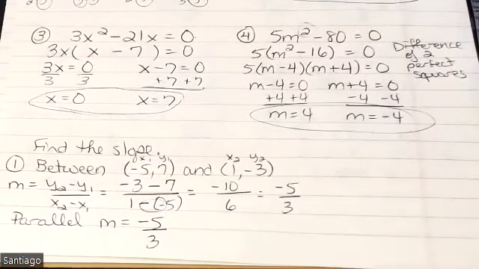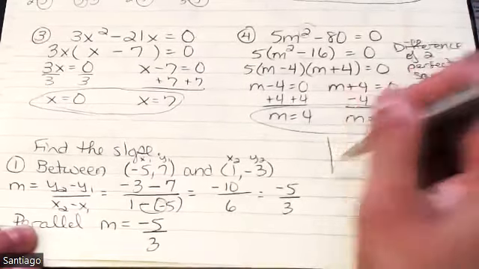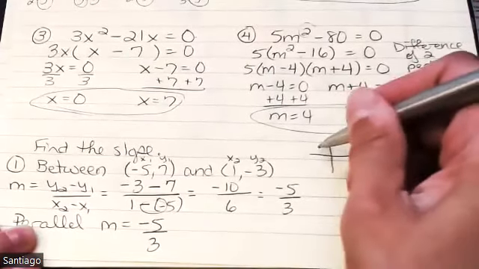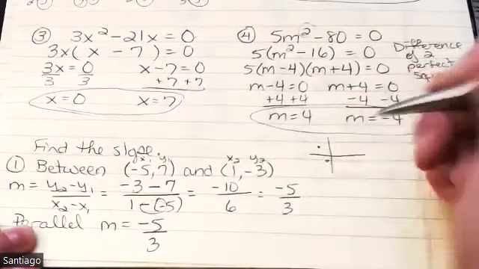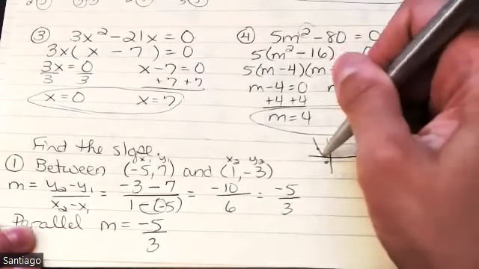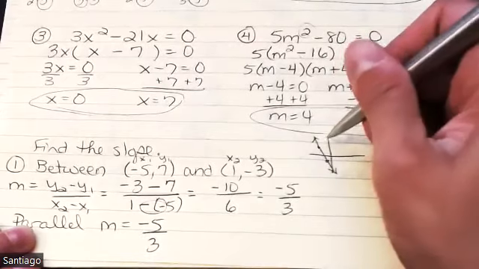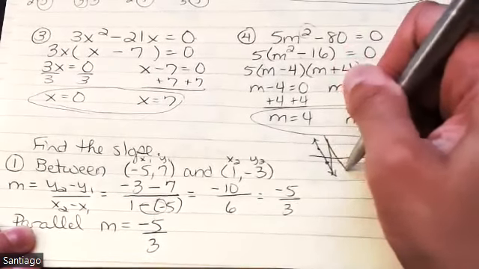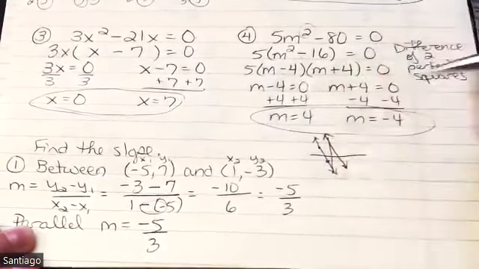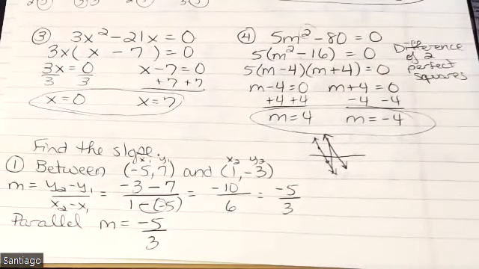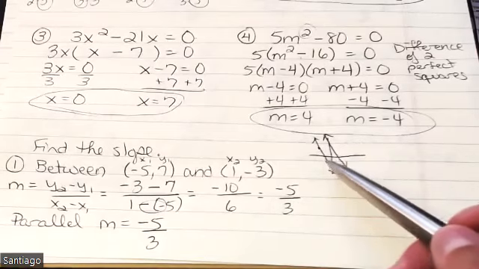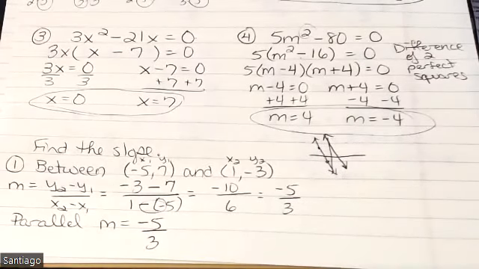So if your first line has a slope of -5 over 3, take a look at what that might look like. Let's say we plot a point. We're going to go down 5 units and then over 3. So here's what my first line could potentially look like. If a line is parallel to that, it's going to be literally right next to it, which means they don't ever cross. So if it were a system of equations, there would be no solution because they never cross. And because of that, we know that the slopes must be the same.